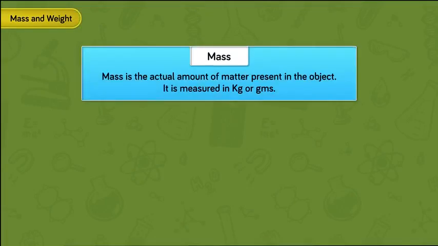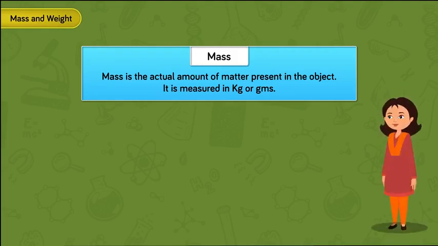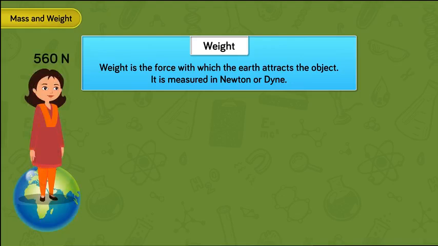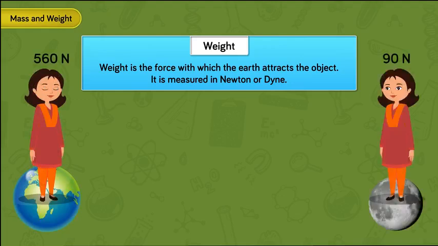Let's understand the concept of mass and weight in detail. Number 1. Mass. Mass is the actual amount of matter present in the object. It is measured in kilograms or grams. For example, mass of the girl shown here is 56 kilograms. Number 2. Weight. Weight is the force with which the Earth attracts the object. It is measured in Newton or Dyne. For example, weight of the girl on the Earth is 560 Newton and on Moon is 90 Newton.